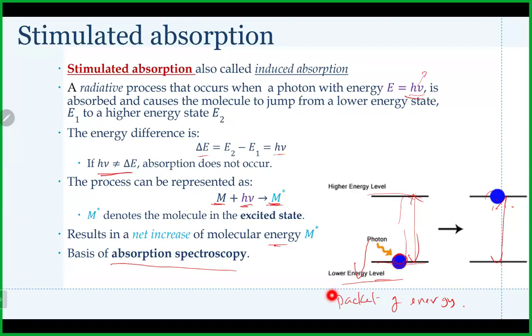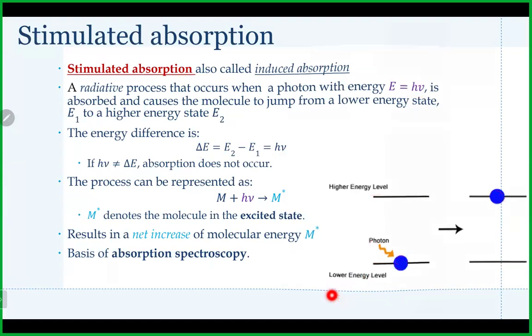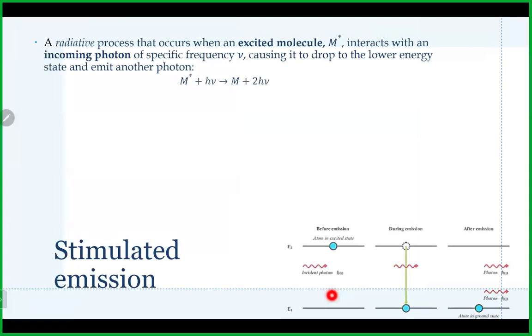What can happen after the energy is absorbed? It can relax back through any process, or it can be further absorbed if it has the right energy. The next one is stimulated emission. Stimulated emission is also a radiative process. All three that we're talking about are radiative processes, meaning that they involve light, whether in absorption or in emission.